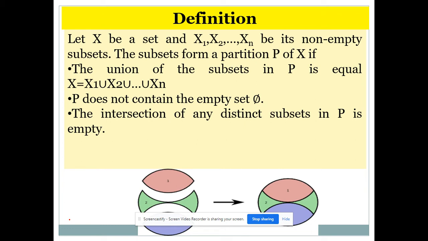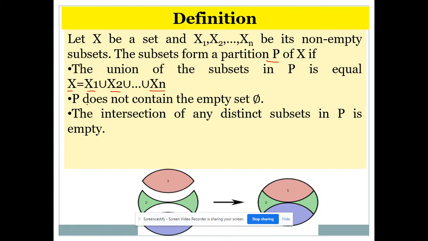So, the definition of partition is this: let X be a set, and X1, X2, ..., Xn be non-empty subsets of this. The subsets form the partition P of X if the union of subsets in P is equal to X itself. That is, X equals X1 union X2 union and so on up to union Xn.